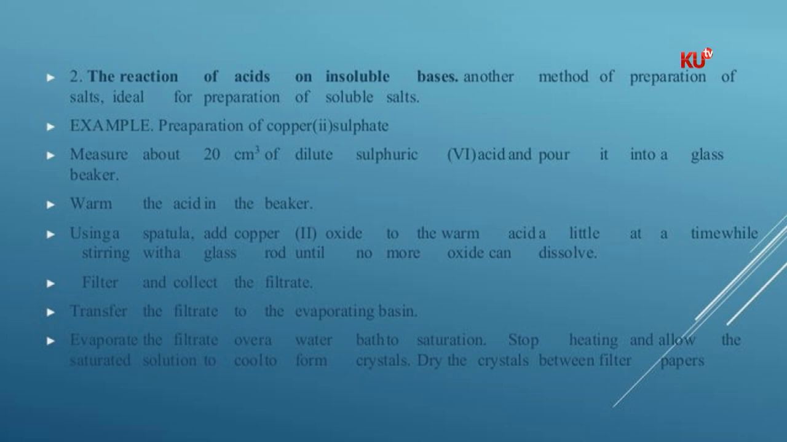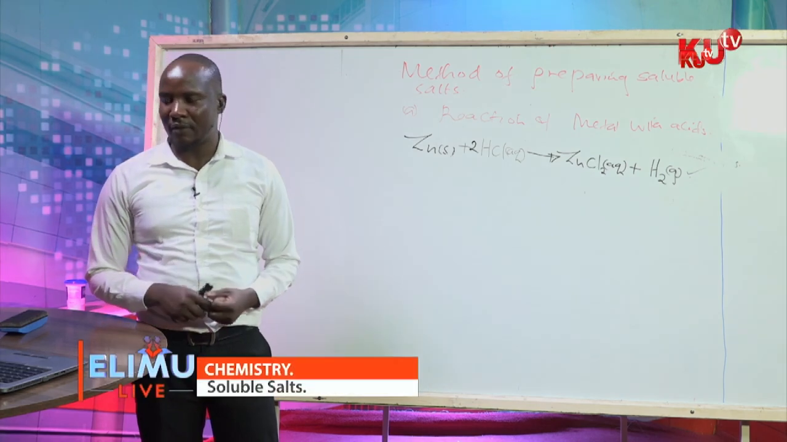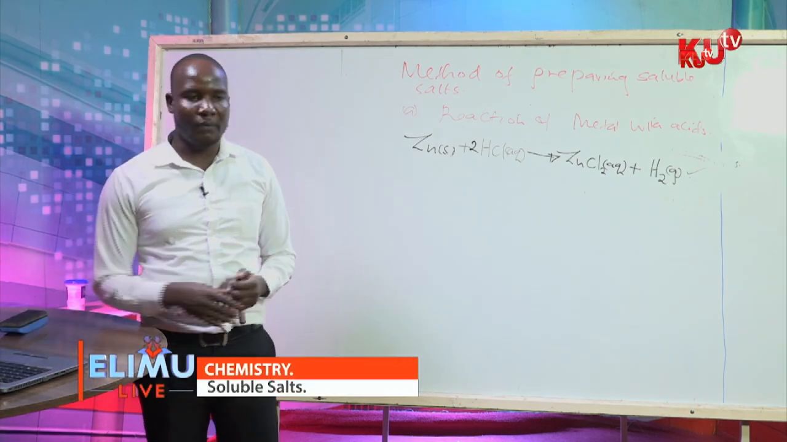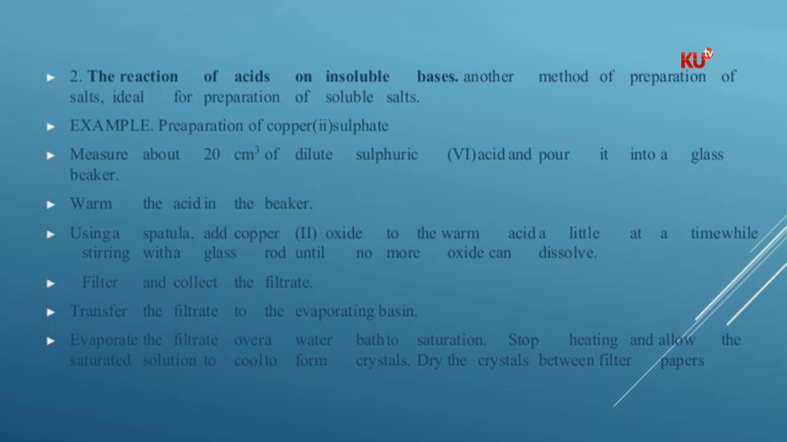For example, the preparation of copper 2 sulfate. Again, let us go through the procedure of preparing copper 2 sulfate. In our next lesson, we are going to do a practical. Let us start the first procedure. You need dilute sulfuric acid and copper 2 oxide, which is an insoluble base.